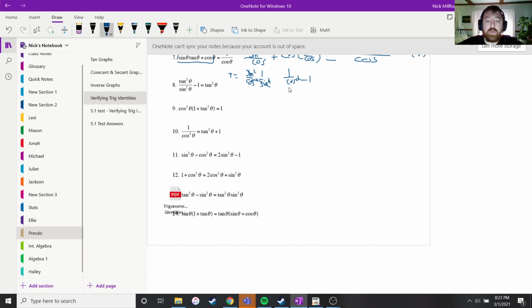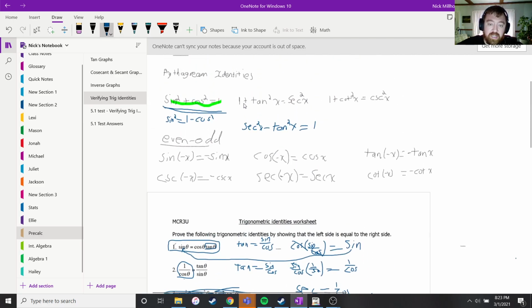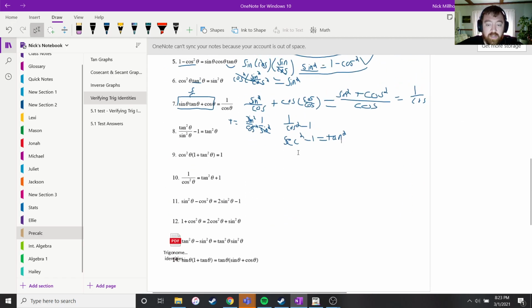1 over cosine squared can be changed to secant squared. So we've got secant squared minus 1 is equal to tangent squared. And because of our identities up here, we know that 1 plus tan squared is equal to secant squared. Solve for tan, we would have secant squared minus 1. So this checks out.